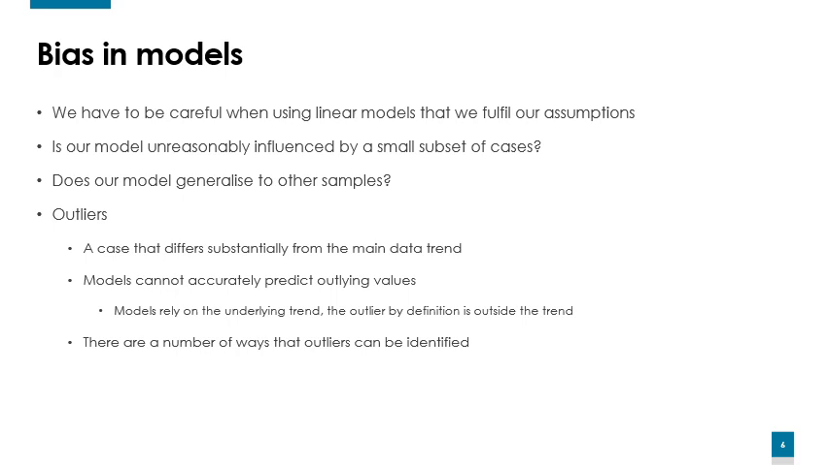What is an outlier? Well, it's a case that differs substantially from the main data trend. And the problem is that a model, a general linear model, cannot accurately predict these outlying values because the model relies on the underlying trend, the majority of cases. And by definition, the outlier is outside this trend. So it is almost impossible for a good model to actually encapsulate these outlying data points.